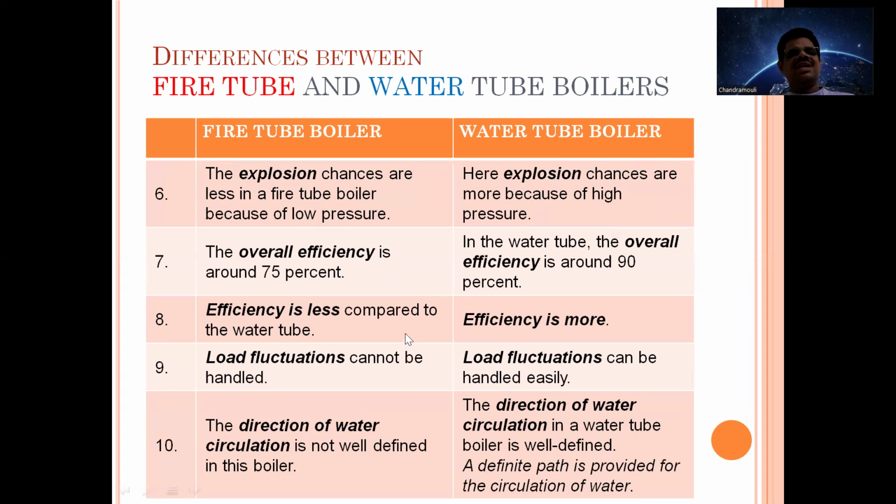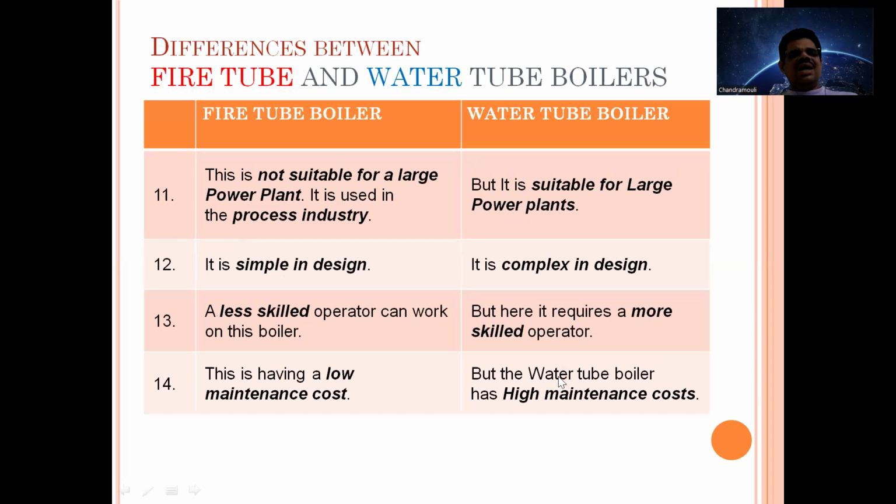Coming to the efficiency, pipe tube boilers are less efficient, around 70%, and water tube boilers are 90% efficient. Load fluctuations cannot be handled in a pipe tube boiler. If the load is suddenly high, you have to produce a larger quantity of steam immediately, which is not possible with a pipe tube boiler, but is possible with a water tube boiler. The pipe tube boiler is not suitable for large power plants, as I explained for the Cochran boiler, and the water tube boiler is suitable for large power plants.